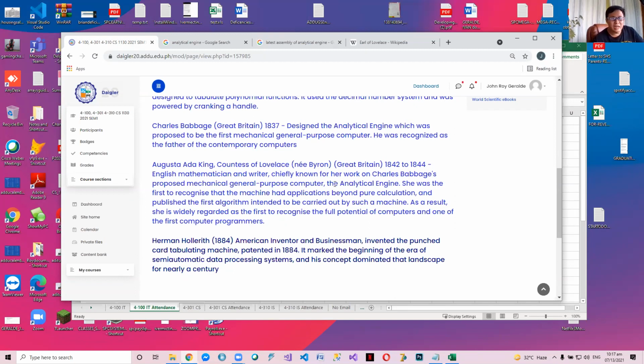As a result, she is now known as the very first computer programmer. She is the first known recognized computer programmer because she wrote the programs that are supposed to work on the analytical engine. Do you follow?